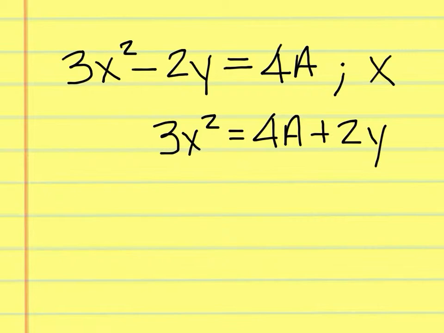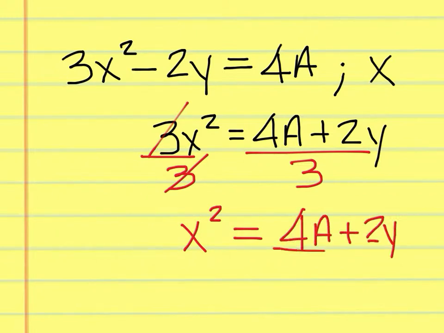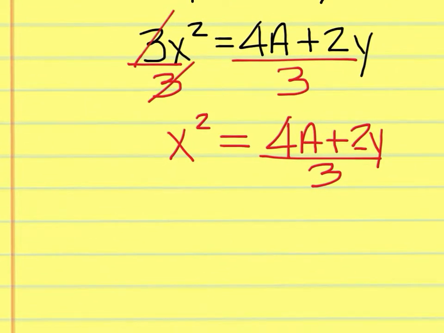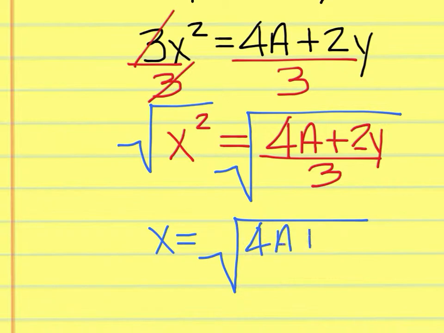We have multiplication by 3 against the x squared, so we need to divide both sides by 3. That cancels out. You're left with x squared on the left, and on the right you have 4a plus 2y over 3. And then, to get rid of the square, we must square root both sides, leaving you with x equals the square root of 4a plus 2y over 3.